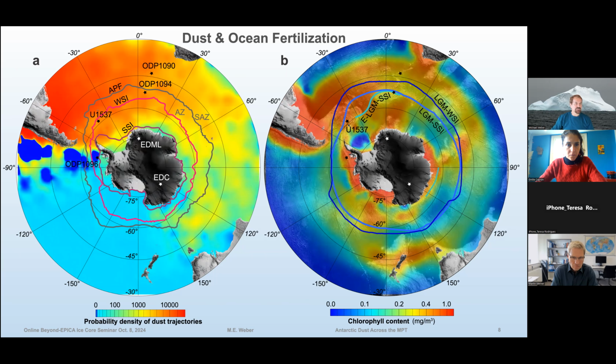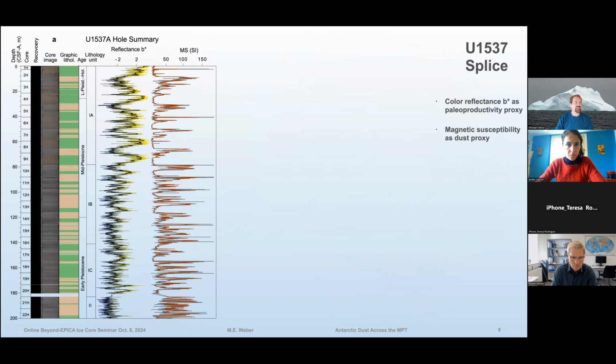But let's go back in time. So here on the left, you see 2 proxy records. The one is color reflectance b*, that's a proxy for paleoproductivity, and magnetic susceptibility on the right, that's a proxy for dust. And I display this for the top 200 meters of that site, and that equates to about 1.5 million years.